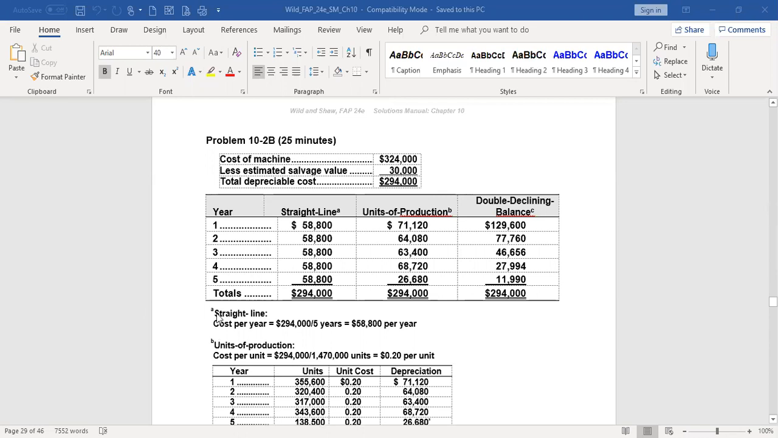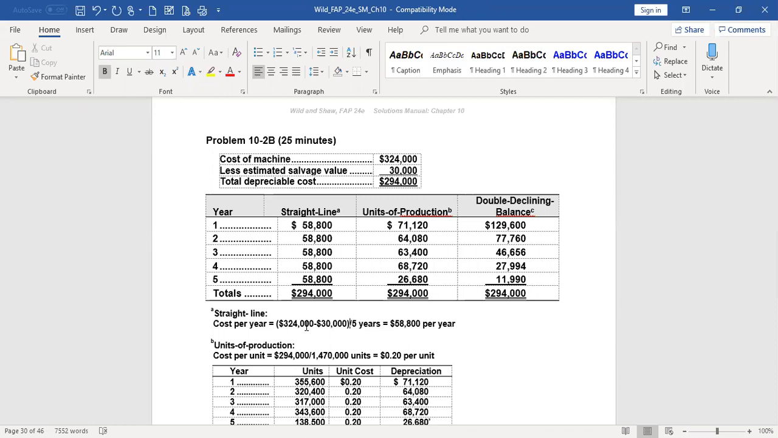Let's focus first on straight line, that easiest method we have. We take the cost of the machine, $324,000, less the salvage value of $30,000. That's where they get the $294 from. So that's a formula, and here's what I'll even do, so we stay in line with what we've been talking about, right? 324,000 minus 30,000. That is how much of the machine you can expense over 5 years. Divide that by 5 years.